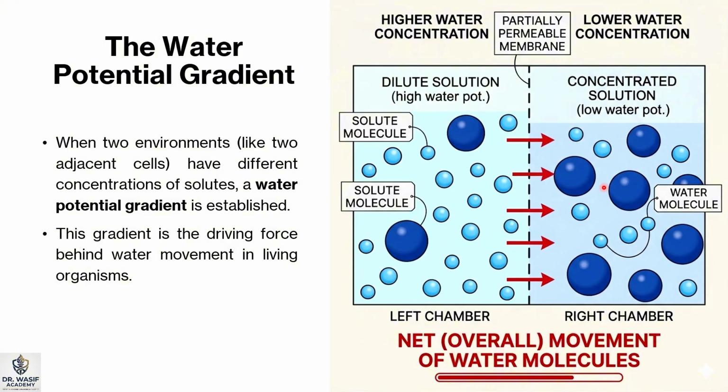This gradient is the invisible driving force behind almost everything in a plant. It is how water climbs from the roots all the way to the leaves of a giant tree, and it is how your own body ensures every cell stays hydrated. So whenever you see a difference in concentration, stop and ask yourself, where is the water potential higher? Once you find that, you have found the starting point for the water's journey.